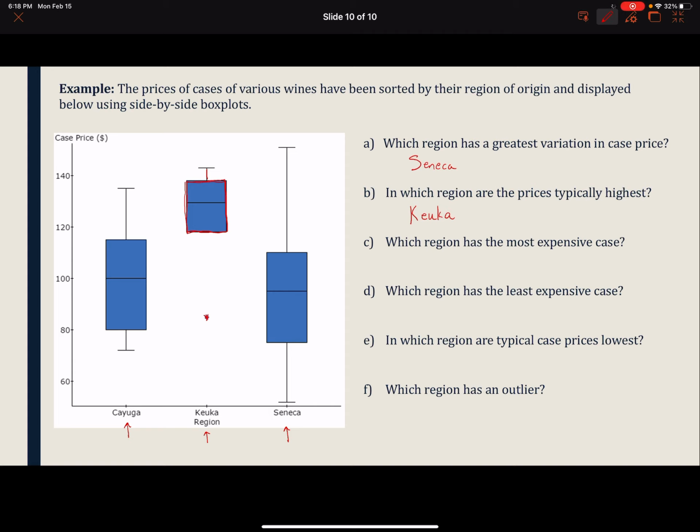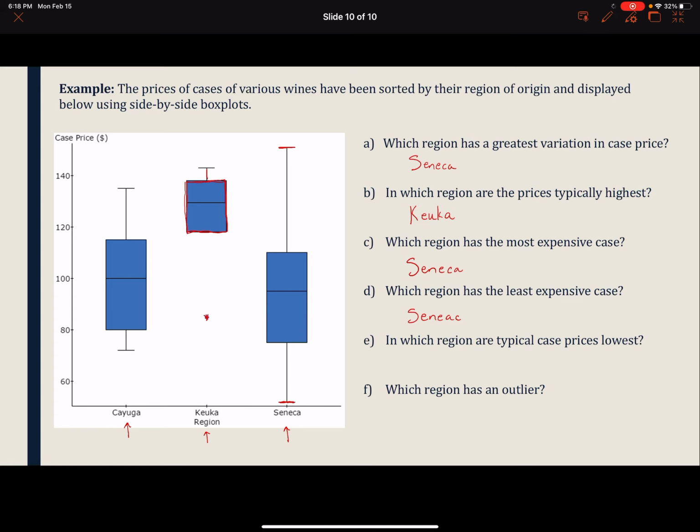Which region, however, has the most expensive case? Even though Cuca typically has higher prices, the highest price came from the Seneca region. Which region has the least expensive case? Again, comparing the minimums here, Seneca. Even though the Cuca region has an outlier, that outlier is only an outlier compared to that group.